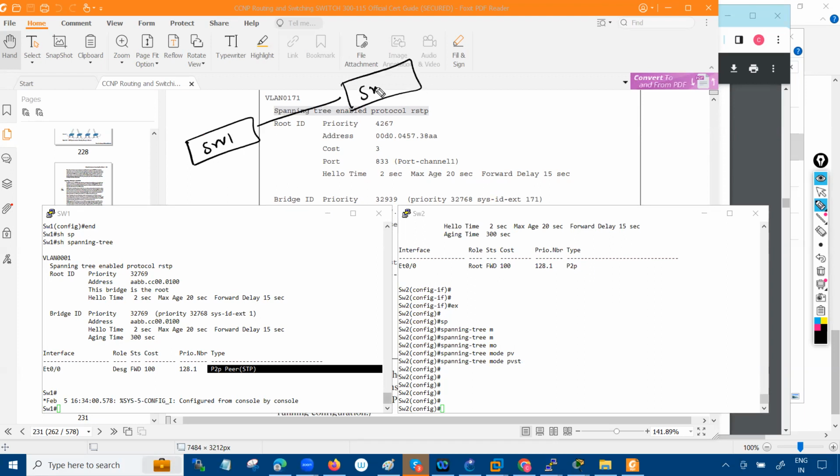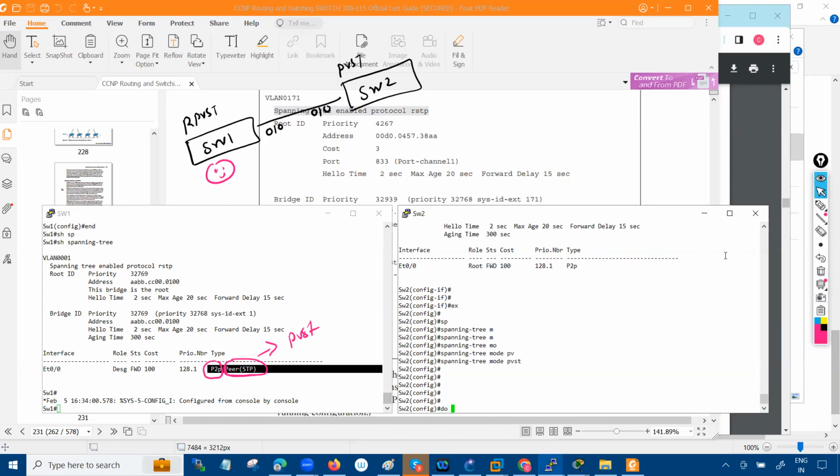These are the scenario-based questions they will ask you, right? Switch one is running the RPVST protocol, and switch two is running the PVST protocol. So in this case, what happened? If you check the database table of switch one, it will show point to point, but it will mention that the peer is STP, my neighbor. Switch one is saying that my peer is running STP. STP means they are running the PVST protocol.